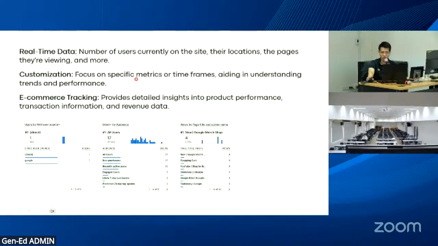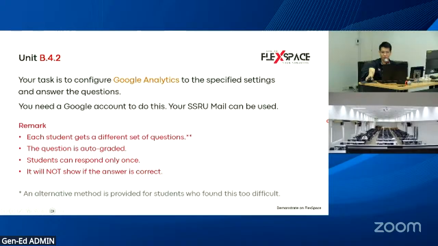Customization. Now, focus on specific metrics or time frame, aiding in understanding trend and performance. Now you can customize your dashboard to show the information that will suit your decision making. E-commerce tracking provides detailed insights into product performance, transaction information, and revenue data. Okay, the web analytics can give you a lot of information, but you need to adjust or make your choice accordingly.